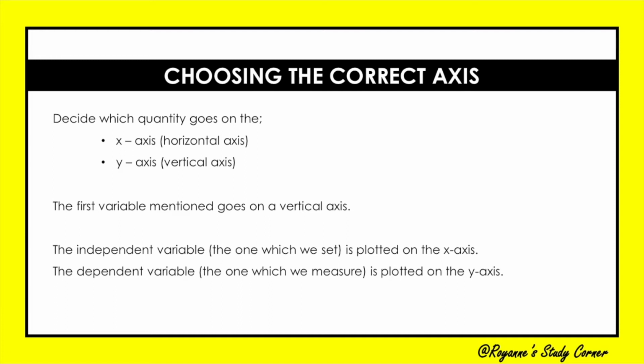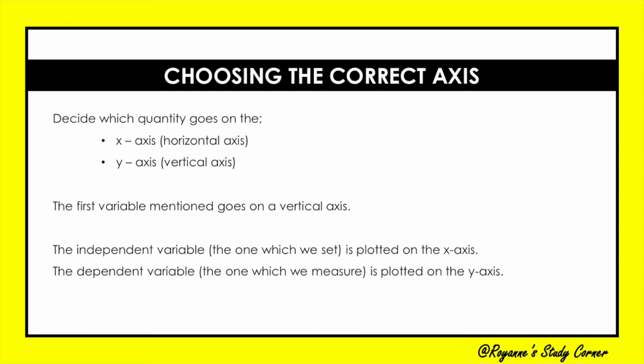Our first step when plotting a graph is choosing the right axis. Now, what do I mean by this? I mean, you have to decide which quantity goes on the x-axis and which quantity goes on the y-axis. Anytime you are asked to plot a graph, the first variable mentioned goes on the vertical axis, the y-axis. So if we are told to plot a graph of temperature against time, the first quantity that they mentioned there is temperature. So temperature will go on our y-axis and time will go on our x-axis.